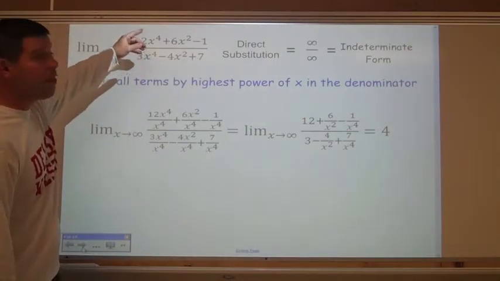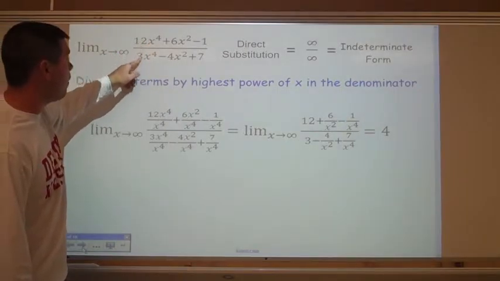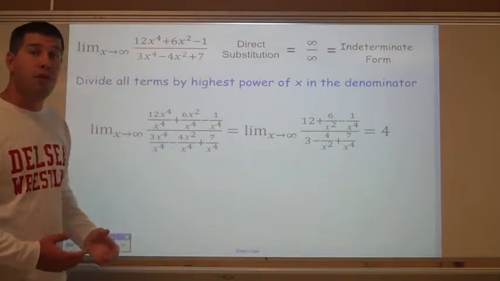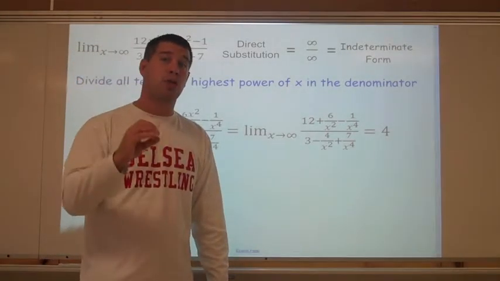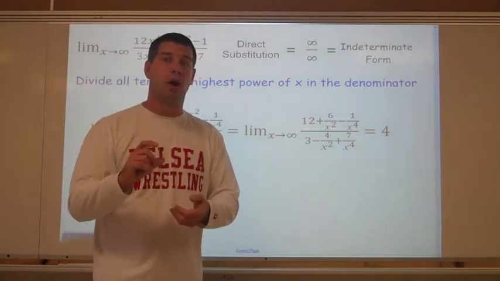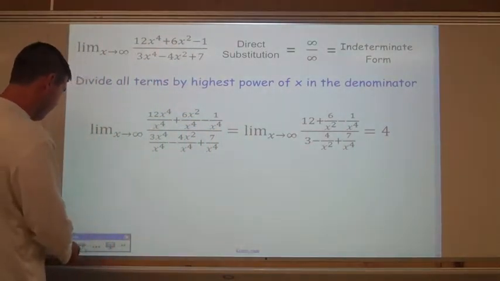The next one, the leading coefficients, because we had powers of 4 on both, 12 and 3. 12 over 3 is 4. So your limit's 4. This is a shortcut you can take. Same power, the same highest power in the numerator and denominator. Take those leading coefficients and divide them out, and that will be your limit as x approaches infinity.